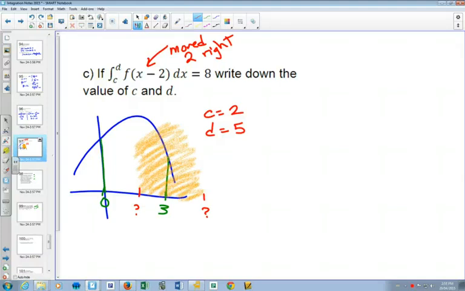Yes? Wouldn't our function have been a straight line parallel to the x-axis? A straight line what? Parallel to the x-axis? It could be. And our values would stay the same. Then it wouldn't matter, but we don't know what the function is, right? It could be this one. It could be any function. And the fact that it's equal to 8 will only hold true if C is equal to 2 and D is equal to 5. And that'll hold true for any function. But if it was a straight line, it wouldn't matter what you would put, because the area would always be 8 for certain values.